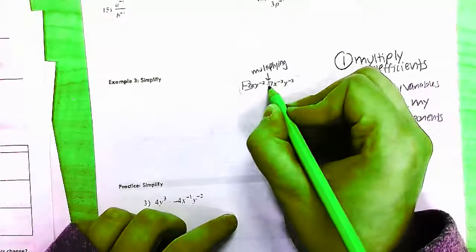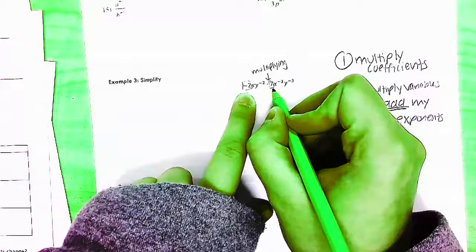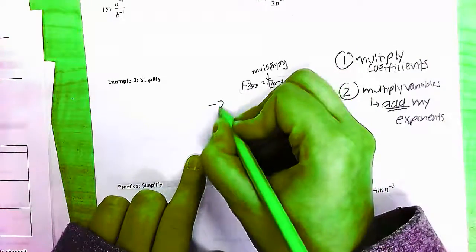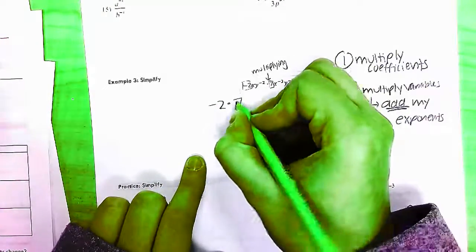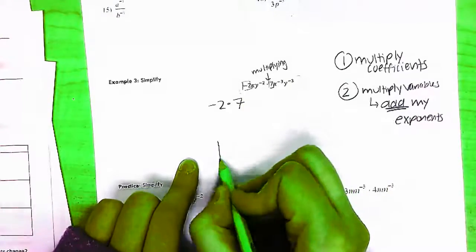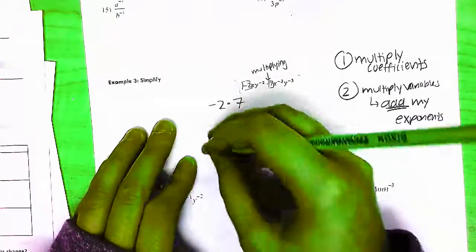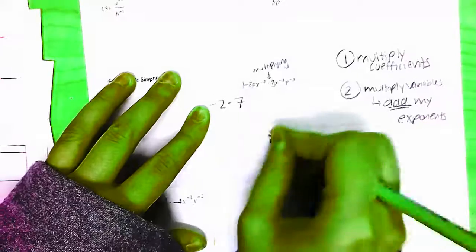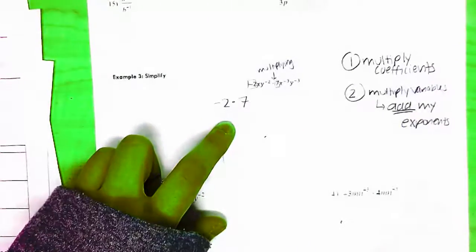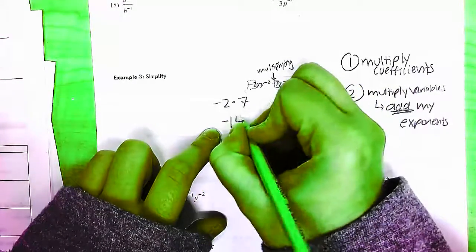So when I'm multiplying my coefficients, I'm going to bring that off to the side. So I had a negative 2 in front of my x, and then I had a 7 in front of my x to the negative 3. So when I'm thinking about what my answer is going to be, actually, I'm not going to draw that box. Negative 2 times 7 gives me a negative 14.